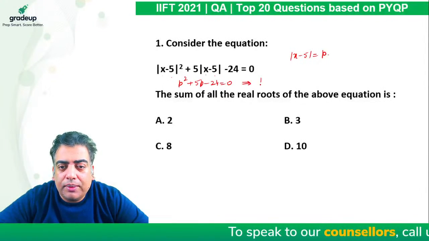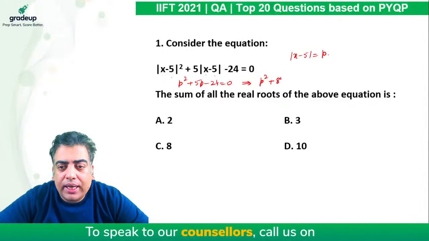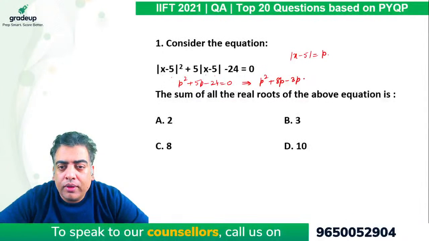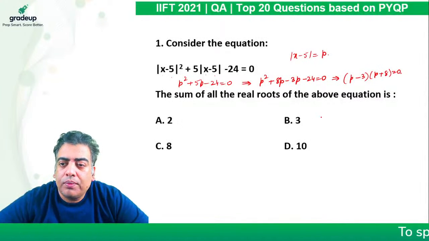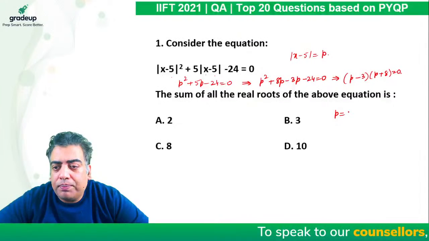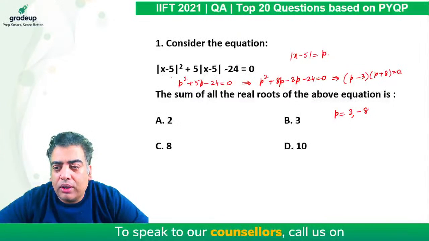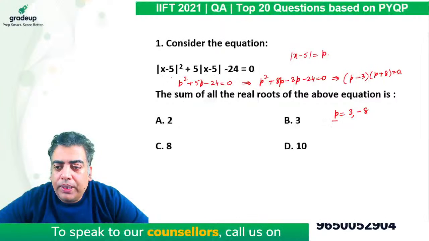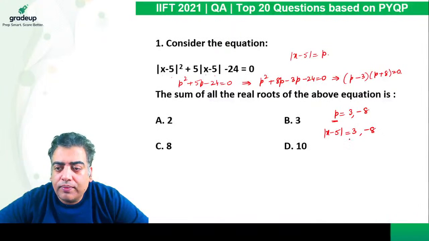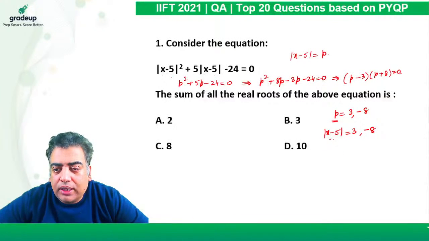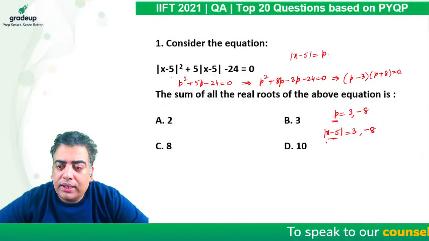So we can split the middle term as p square plus 8p minus 3p minus 24 equals 0. So which will give us the factorized form as p minus 3 into p plus 8 equals 0. Right? So it gives me p is either equal to 3 or minus of 8. So p is nothing but x minus 5 modulus, which is 3 or minus 8. So if we consider the turning point now, our job becomes easier.